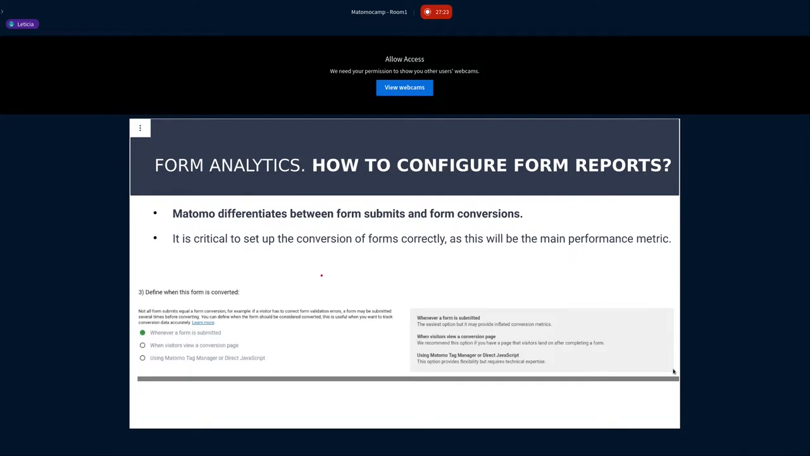It's critical to set up the conversion of the form because this metric is going to be the main performance metric of forms. We are going to be able to see if people are using and sending it correctly, based on the conversion. And how can we configure the conversions? We have three ways, three methods.